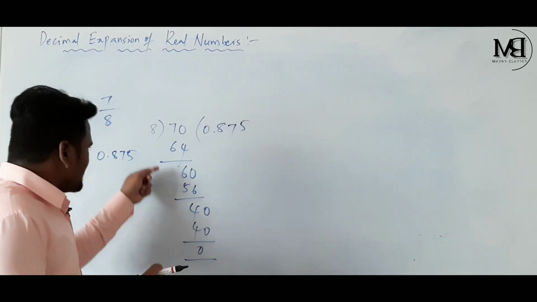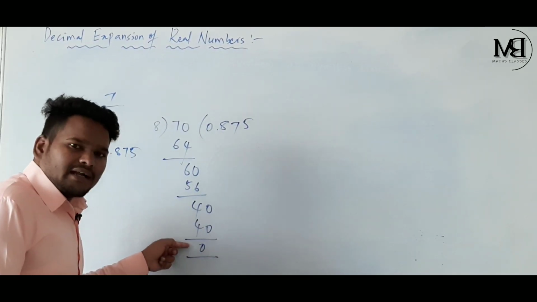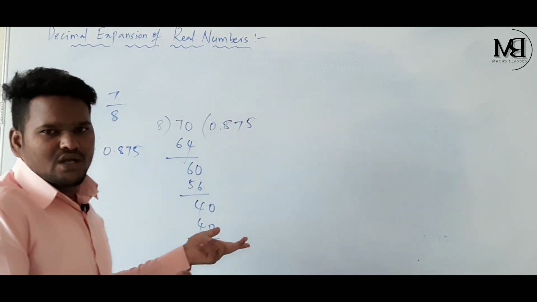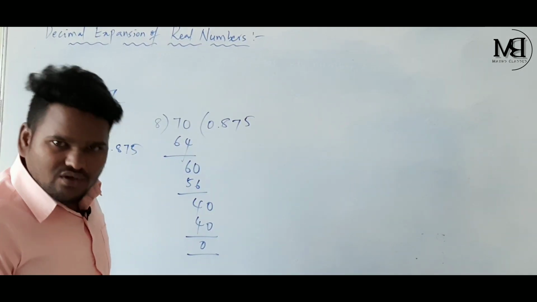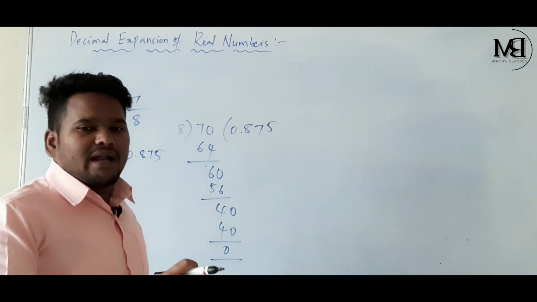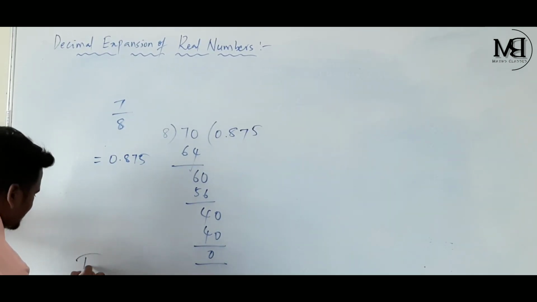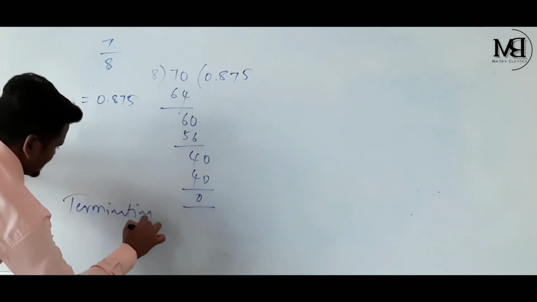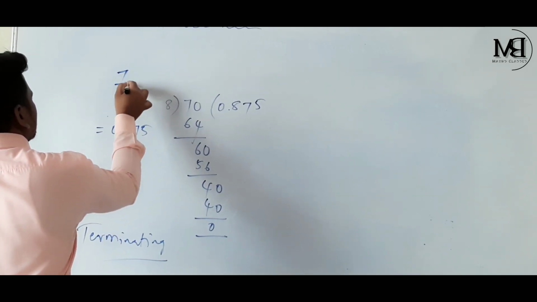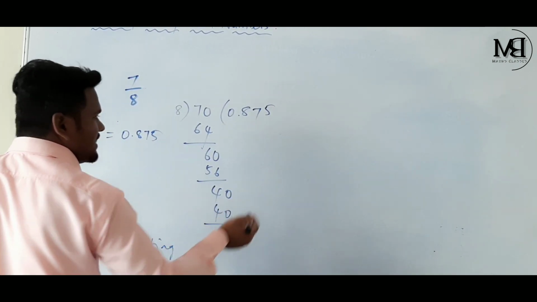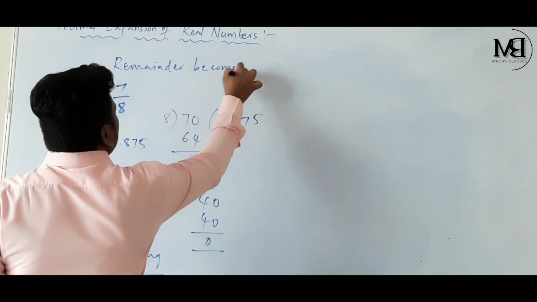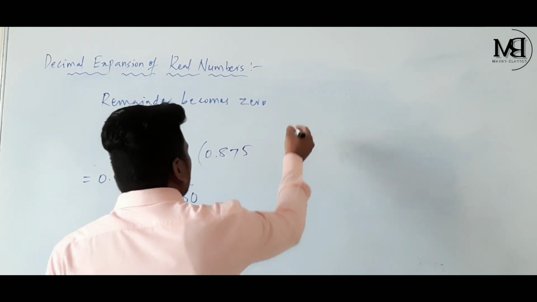I am repeating. Here we got the remainder 0, so the decimal expansion has terminated. So the decimal expansion of 7 by 8, that is 0.875, is known as a terminating decimal. Actually this 7 by 8 gave a terminating decimal because we got remainder 0. This case is where the remainder becomes 0. And we have one more case, that is, the remainder never becomes 0.